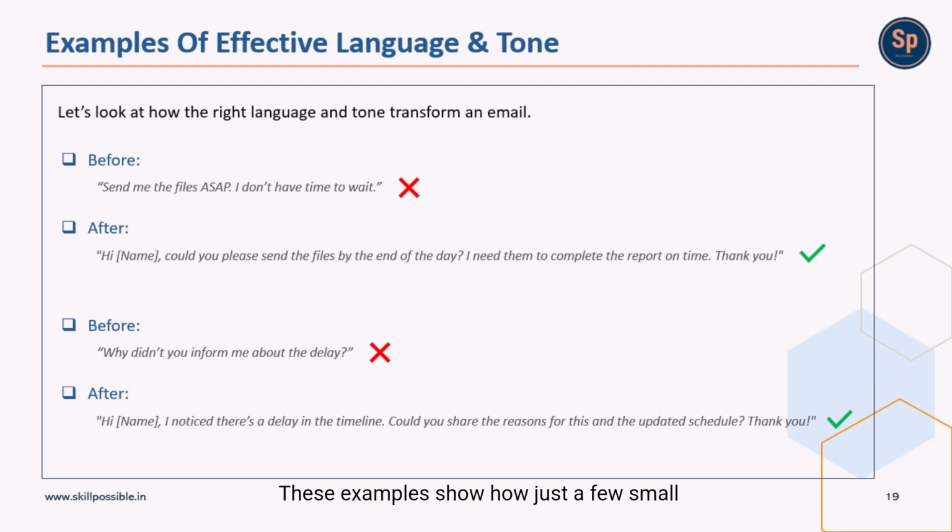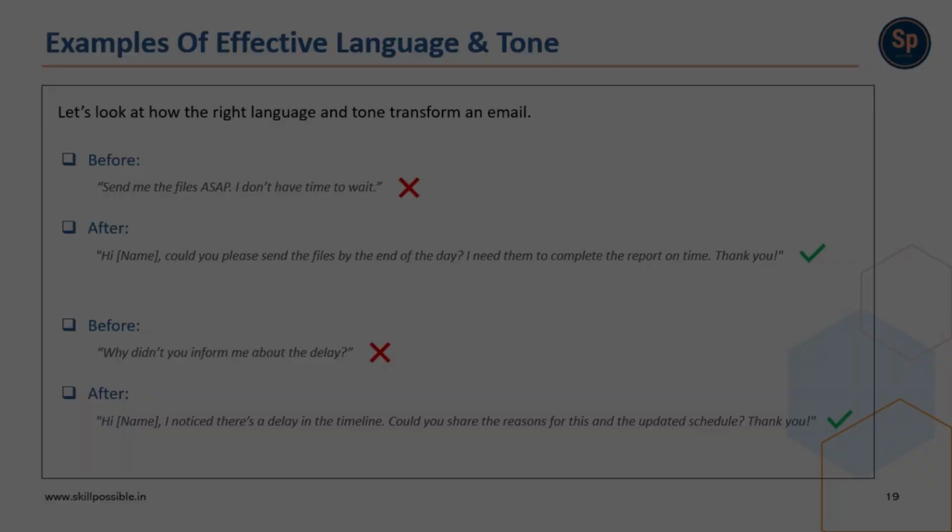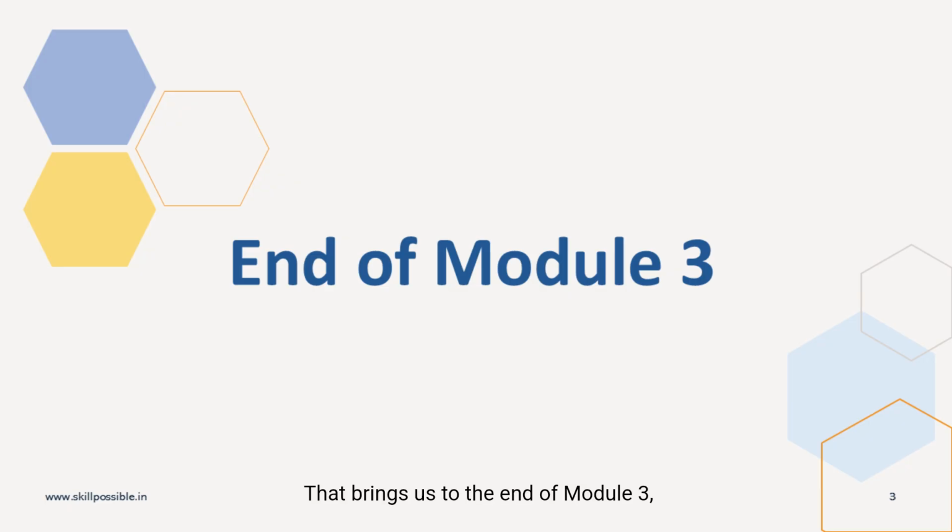These examples show how just a few small changes in wording and tone can make your emails sound more professional and more effective. Remember, how you say something is just as important as what you say. That brings us to the end of Module 3, Language and Tone. In this module, we learned how the words we choose and the tone we use can greatly impact how our emails are received. We explored how to choose clear, concise, and professional language, how to match your tone with the context, and how to avoid common tone mistakes that can lead to misunderstandings.